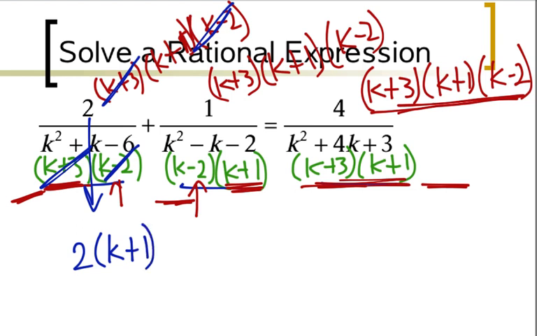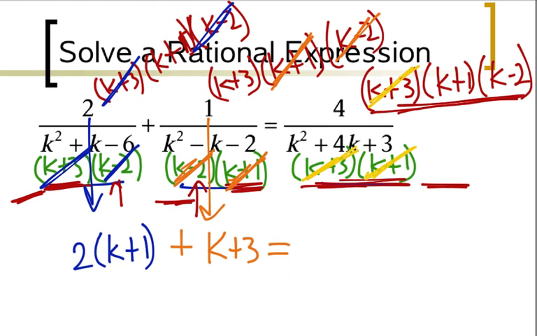In the second fraction, I'm left with k minus 2 canceling, the k plus 1 cancels, and then it just turns into plus 1 times k plus 3. Now I have my equal sign, and I have my k plus 3's cancel, my k plus 1's cancel, and then I'm left with 4 times k minus 2. So you can see how this really long bad fraction problem turns out to be a pretty simple algebra expression in the end.